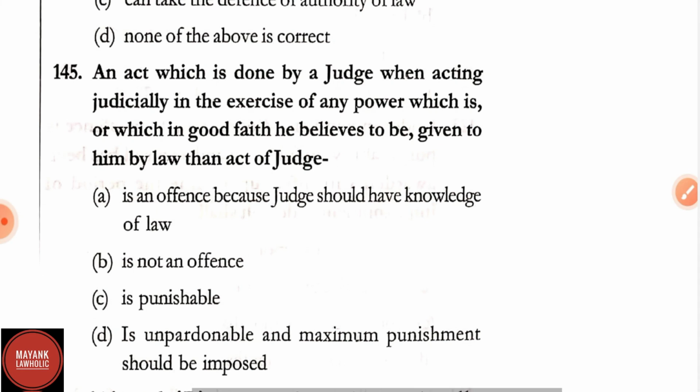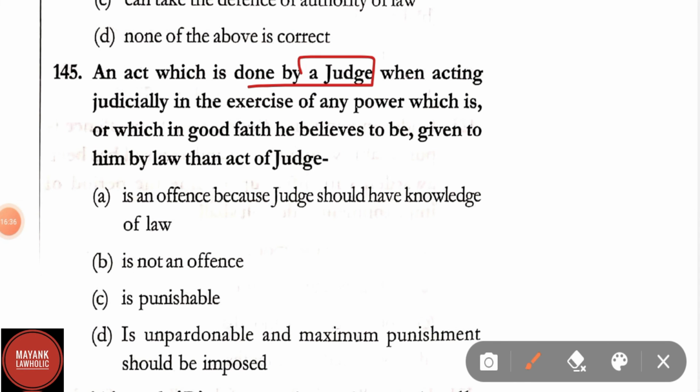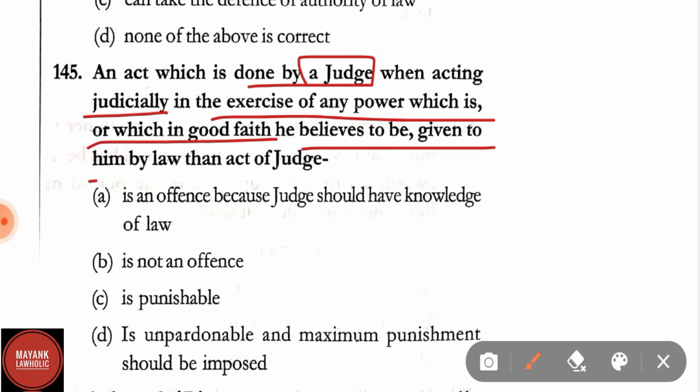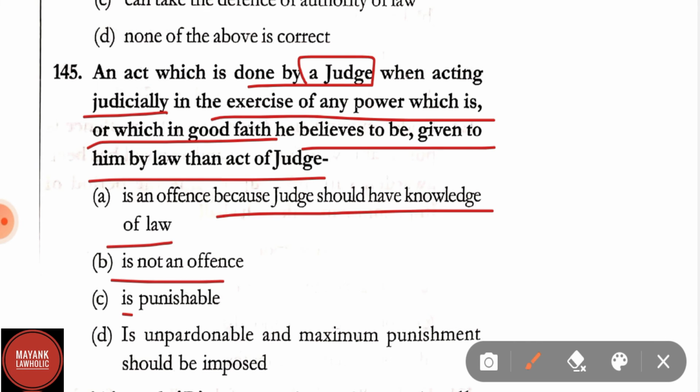Question number 145. An act which is done by a judge when acting judicially in the exercise of any power which is, or which in good faith he believes to be, given to him by law, then the act of the judge is an offence because a judge should have the knowledge of law, is not an offence, is punishable, is unpardonable, and maximum punishment should be imposed. Correct answer is option B, that is it is not an offence.